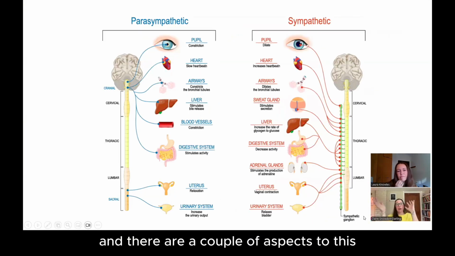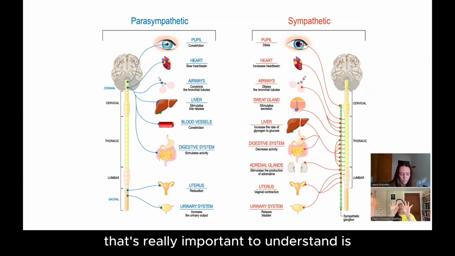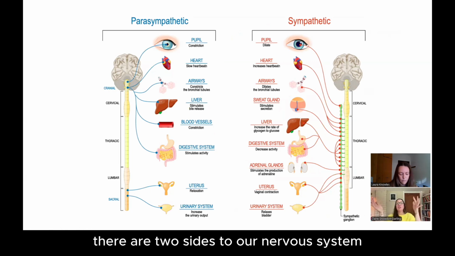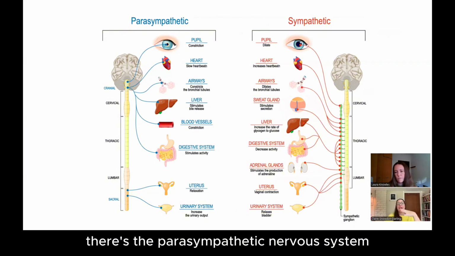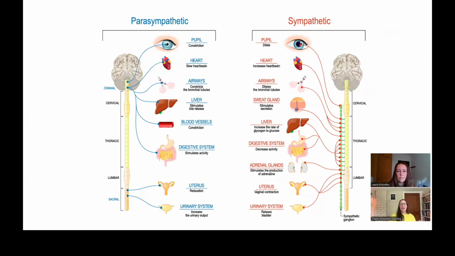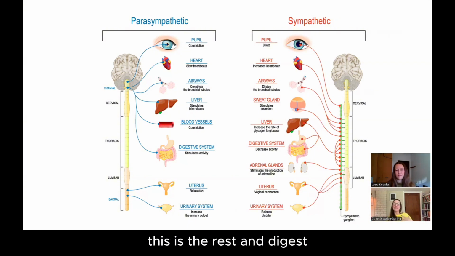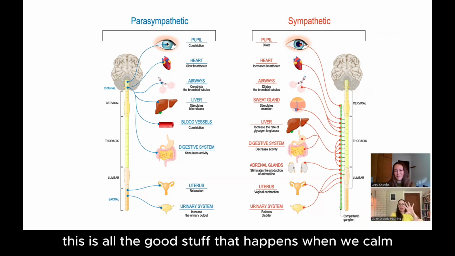And there are a couple of aspects to this. So one of the things that's really important to understand is there are two sides to our nervous system. There's the parasympathetic nervous system. This is the one where we wind down and we relax. We breathe deeply. We get our blood pumping around our body. Our digestive system works. This is the rest and digest. It's also the get jiggy with it. So this is all the good stuff that happens when we're calm.